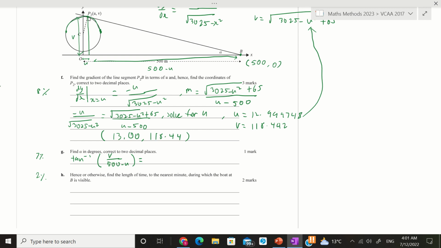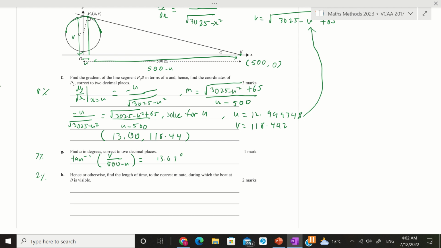We know what v is. We can copy and paste the answer from our CAS into the next part of the question, because you want to avoid any rounding errors. So put v up there and then put 500 minus u over it, take the tan inverse of it, and you should end up with 13.67 degrees to two decimal places.